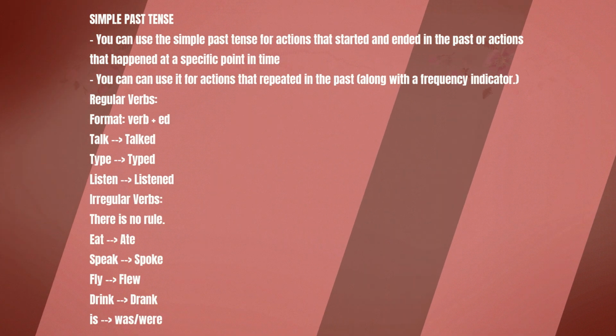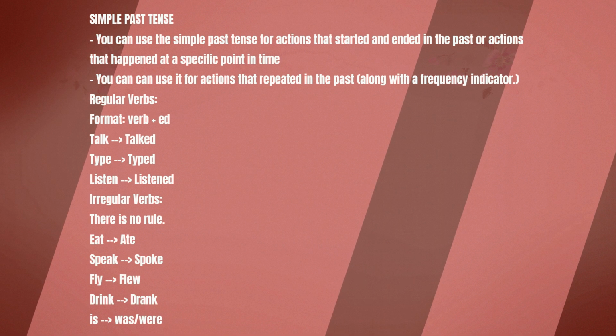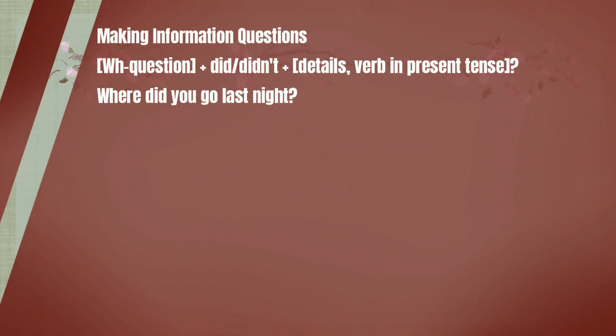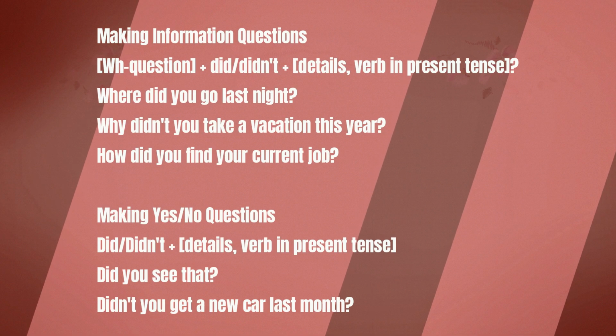So today we talked about the simple past tense, and we talked about how to conjugate both regular and irregular verbs. It might seem a little bit difficult to understand which verbs are regular and which verbs are irregular, but with some practice it will become easier.